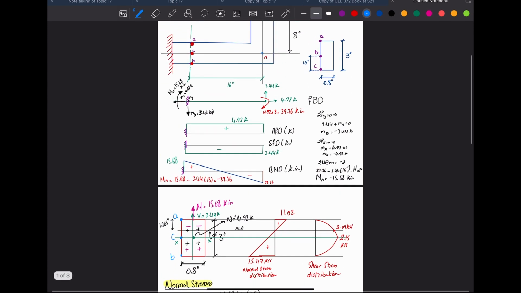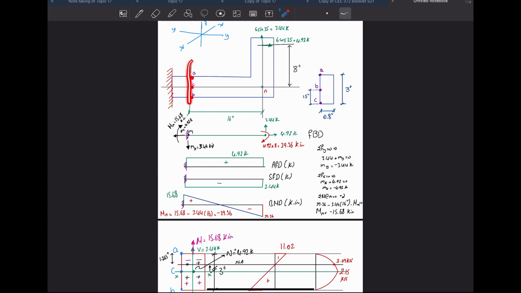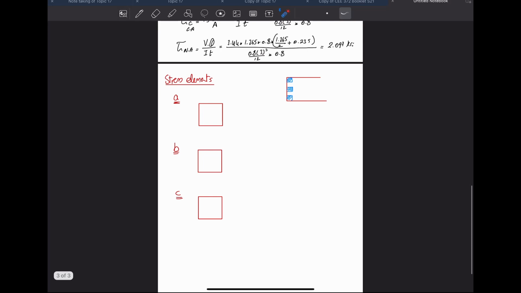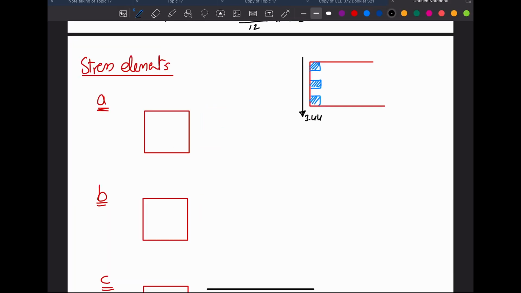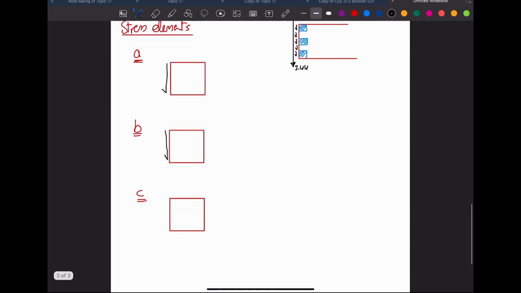For the shear, let's first of all start with the shear at A. When we cut in here, we already found that the shear is 3.44 on that surface. So 3.44 is applied to that face as a force, and the shear direction is going to be something like this. For all of them, the shear is like this.